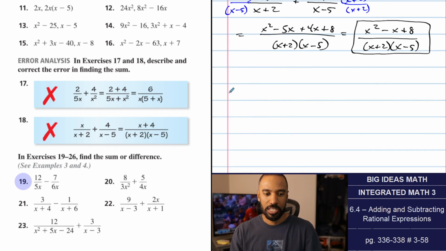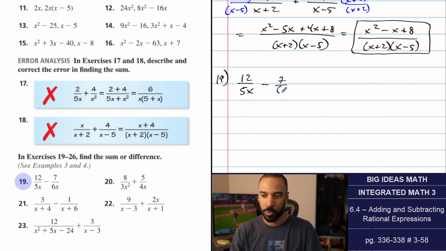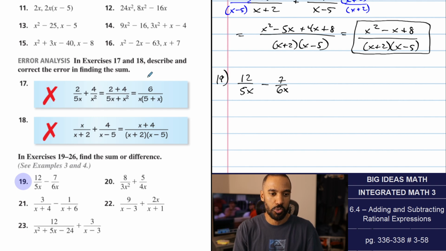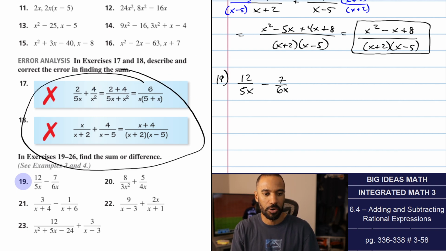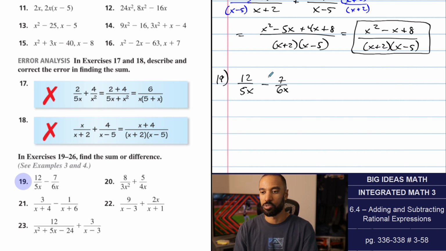Okay, on numbers 19 to 26, find the sum or difference. I think this is where a lot of the money is made in this section. This is where you've got to be able to do your addition and subtraction. Now, if you just missed the last two questions, maybe you skipped by them, you weren't assigned them, whatever, these two questions we actually had to find common denominators with. So if you want to hear a little bit more about it, if I go a little too quickly this time, I apologize. That's what we're looking for.